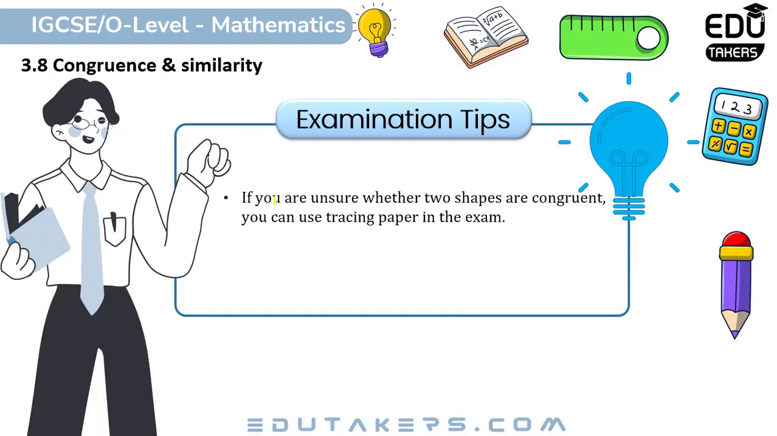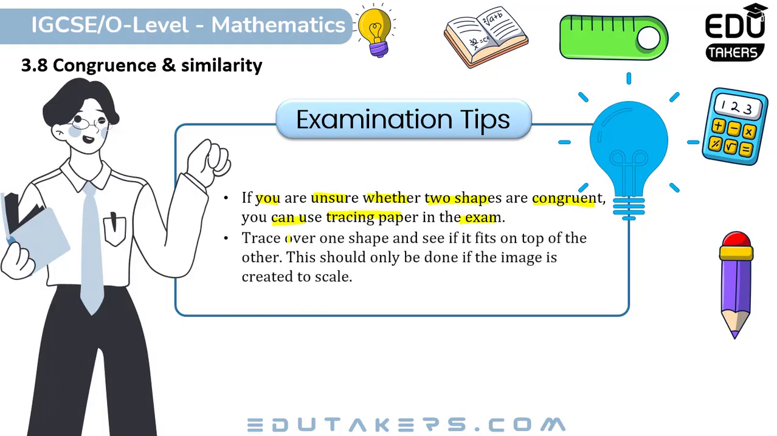Examination tips. If you are unsure whether two shapes are congruent, you can use tracing paper in the exam. Trace over one shape and see if it fits on top of the other. This should only be done if the image is drawn to scale.